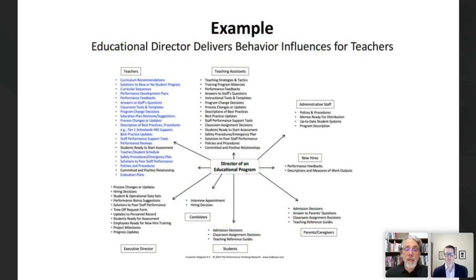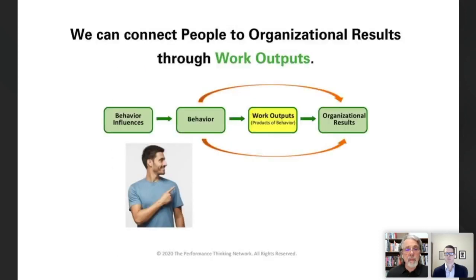Here's an example. A director of an educational program, all those blue things that are delivered by the director to the teachers are essentially behavior influences for the teachers. They either set expectations, provide feedback, are tools and resources, are consequences, etc. So if you're in a leadership, management, or supervisory position, a big part of your job is to arrange effective behavior influences for other people. And that's simple enough, but once stated, you can begin to look more carefully at supervision and management.